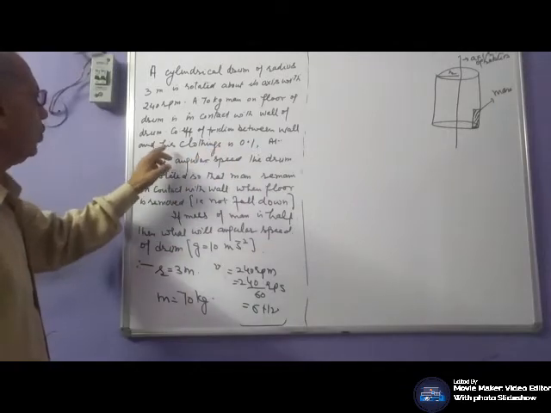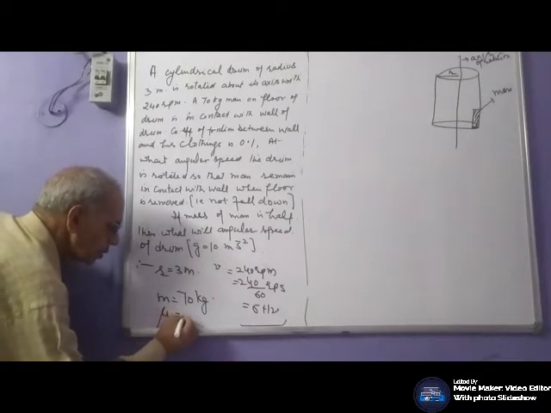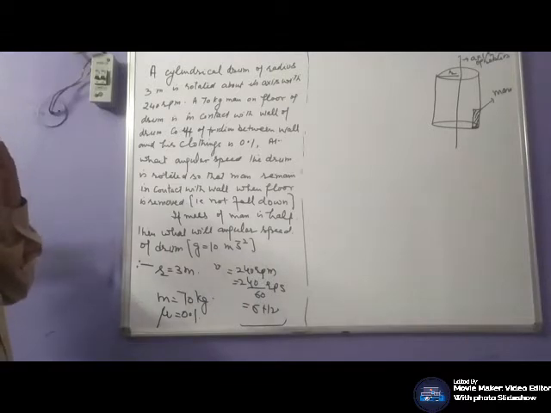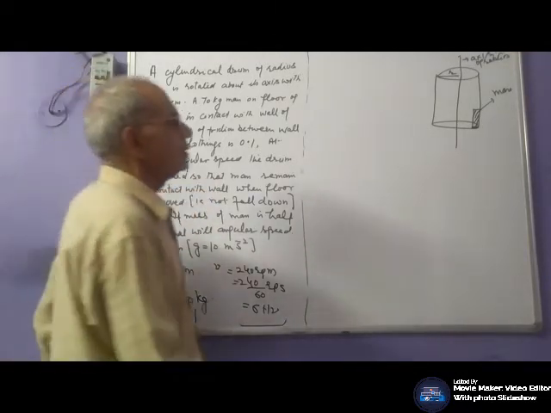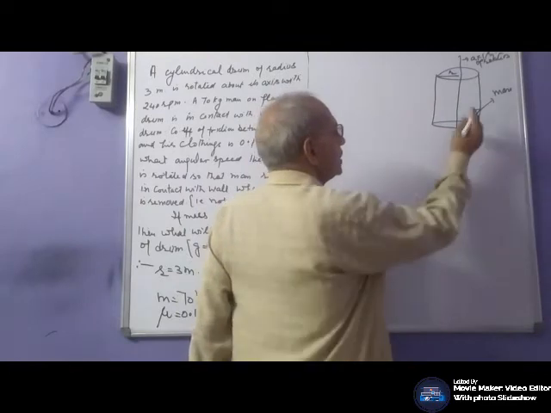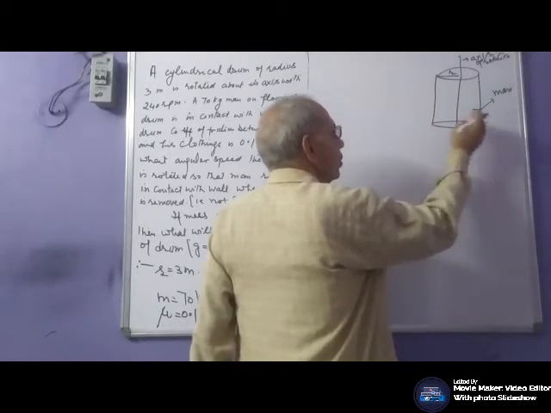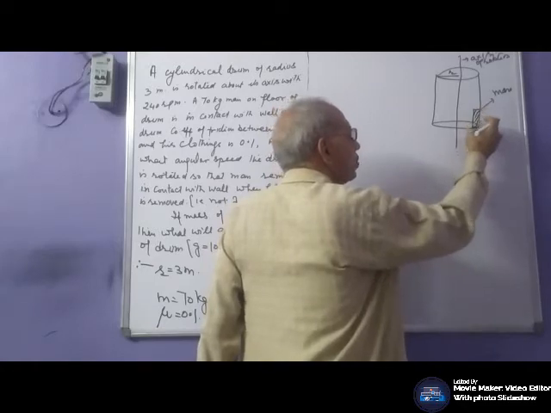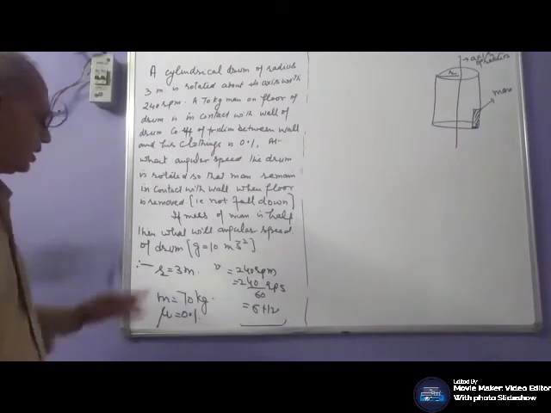Coefficient of friction between wall and his clothing, mu, is 0.1. At what angular speed should the drum be rotated so that the man remains in contact, and if the floor is removed from below, the man remains stuck to the wall and does not fall down? This is the question. Take g as 10.